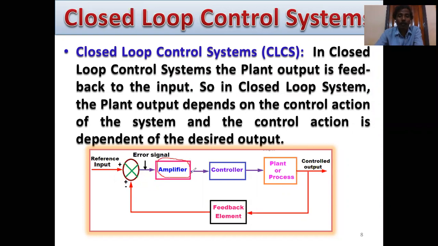The amplifier output response controls the controller section, and the controller output controls the plant or process, and after operation, we get the plant or process output. Generally, this is the controlled output or final output. This is the feedback path, and this feedback may be positive or negative. In this case, the reference input may be step, ramp, parabolic, impulse, sinusoidal, any type of input you can apply. And these are the feedback elements, generally a sensor.